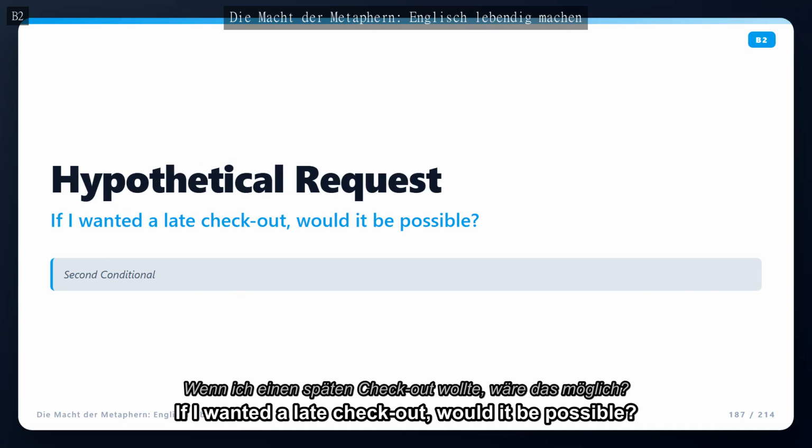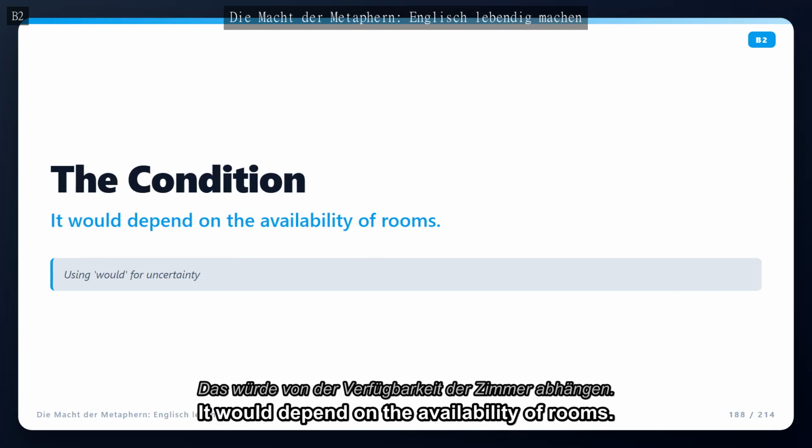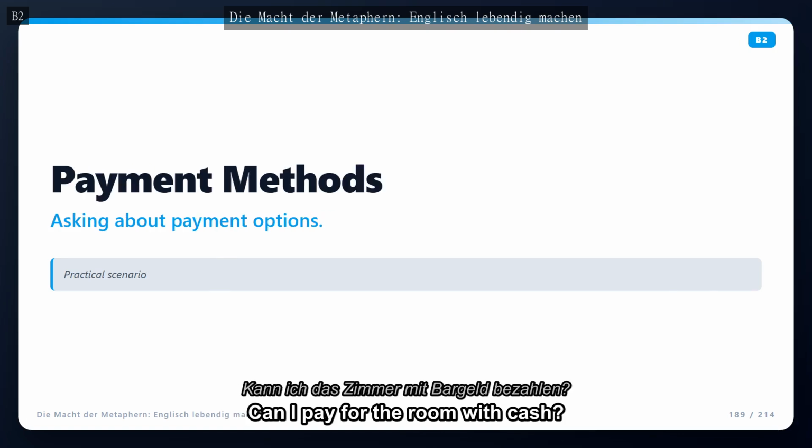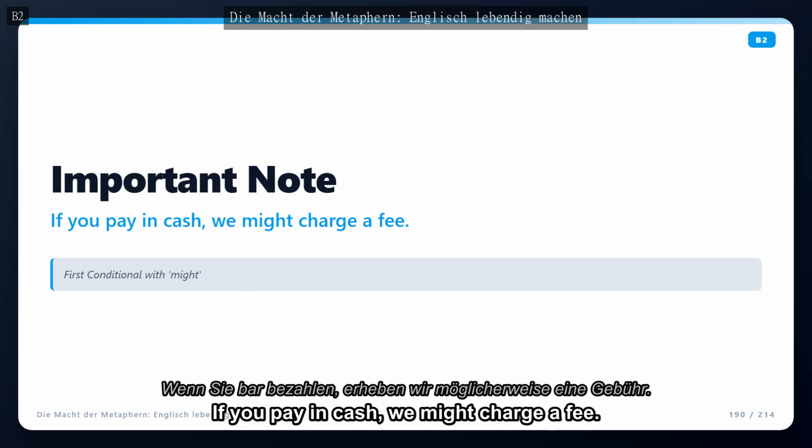If I wanted a late checkout, would it be possible? It would depend on the availability of rooms. Can I pay for the room with cash? If you pay in cash, we might charge a fee.